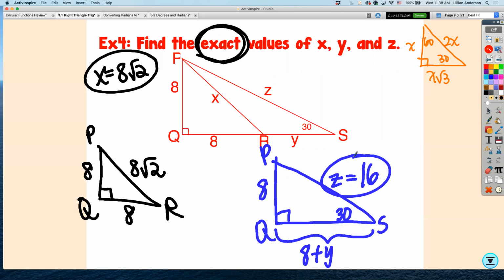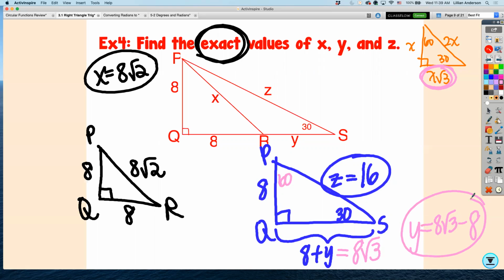All right, now to find this side though, okay? This side is opposite of the 60, okay? So according to this, this side should equal what? 8 square root 3. Exactly, because it's the shorter leg times the square root of 3. So to find y, I have an equation here. 8 plus y is equal to 8 square root of 3. So y is going to equal 8 square root of 3 minus 8, and that's the exact values of x, y, and z.